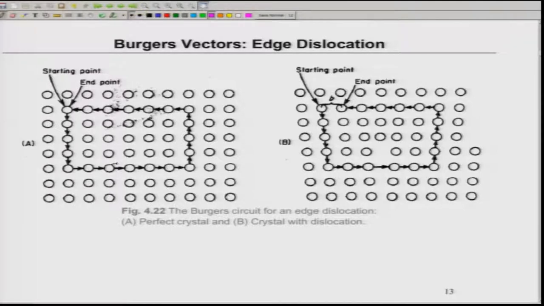You see in a perfect crystal, there is no dislocation, there is no extra plane, so there is no failure of closure. But when you have a dislocation, which is sitting here, and if I start from here, move like this, like this, like this, there is a closure failure here. That closure failure is what is known as the Burgers vector. The direction of that tells you the direction of the vector, and the magnitude of that tells you the value of the Burgers vector.